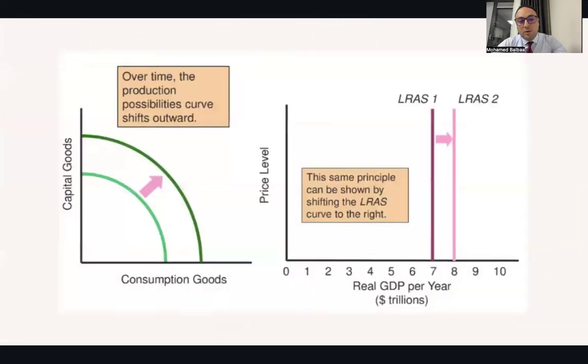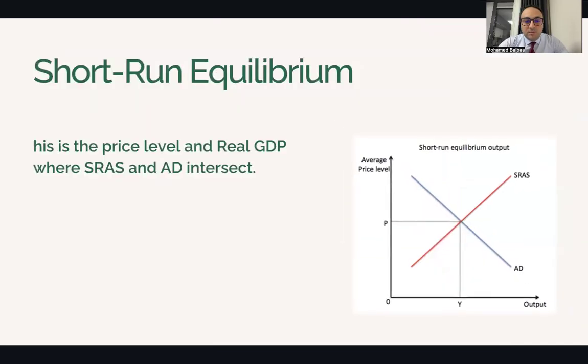And here, as we saw, if we increase our resources, quality and quantity, the production possibilities curve shifts outwards. The same principle can be shown in the long run by shifting the long run aggregate supply curve to the right as well. In this case, we have more resources or higher quality resources, so we can grow economically. Our real GDP will increase, as we can see from this graph.